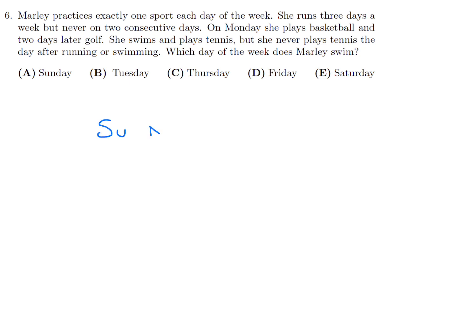Well, let's just draw a little calendar. Sunday, Monday, Tuesday, Wednesday, Thursday, Friday, Saturday. And then let's figure this out. The only thing that they've given us is that on Monday she plays basketball. And then we are told, what else are we told? I think that's it, other than some general stuff. But 2 days later she plays golf. Okay, so that gives us a little bit of help there.